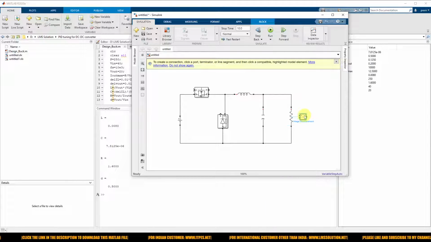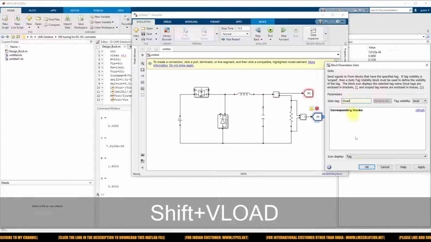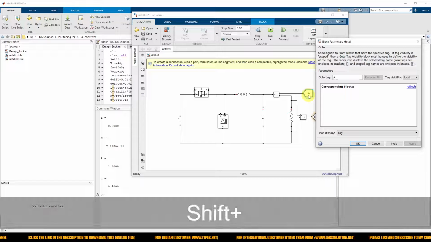Take this voltage measurement and connect it across the load. I'm also going to measure the current through that load resistance, so I'm going to connect here. Next, I'm going to use the Goto block, connect this here, and use another Goto for this current measurement. Here I'm going to name the Goto tag V load, and this one is going to be changed to I load.